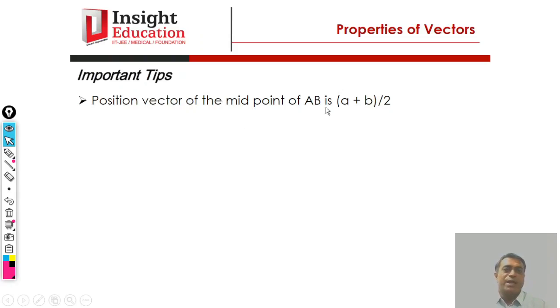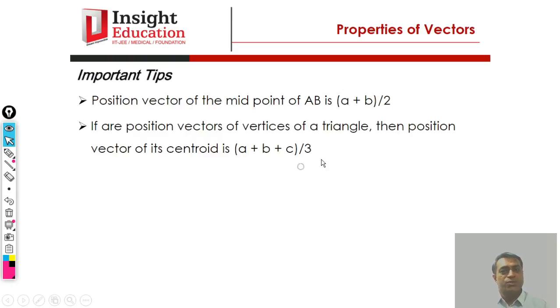So for the midpoint, directly we can write (a plus b) by 2. If a, b, c are the position vectors of the vertices of a triangle, then the position vector of the centroid is (a plus b plus c) by 3.